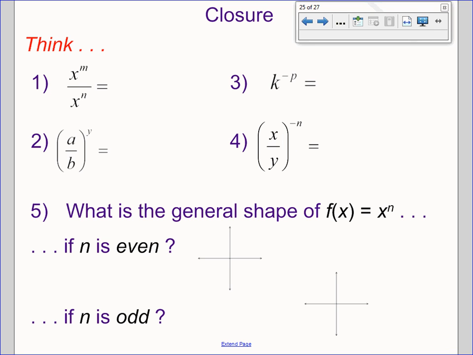And then I just want a general shape for even exponent n versus odd exponent n, and the power function f of x is given by x to the n. Make sure I can see your closure response on your page as I walk around, please. And then I'm going to have you share on the whiteboard.